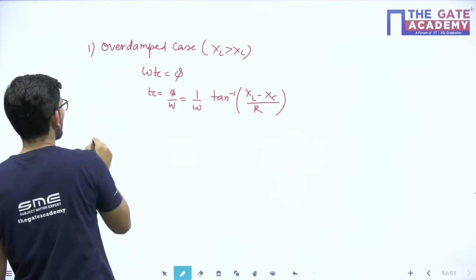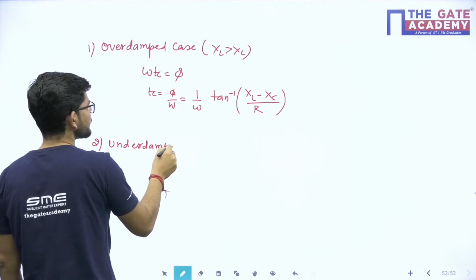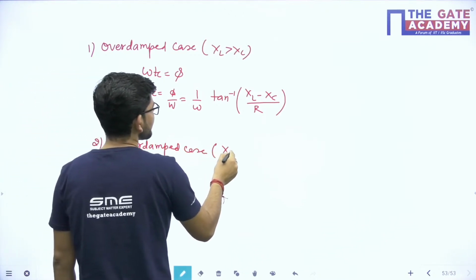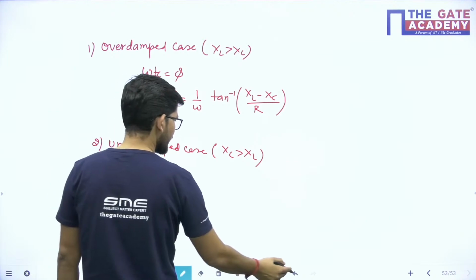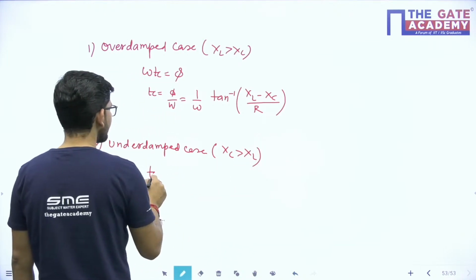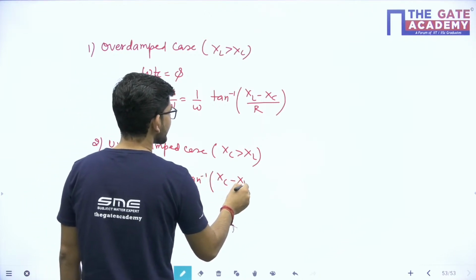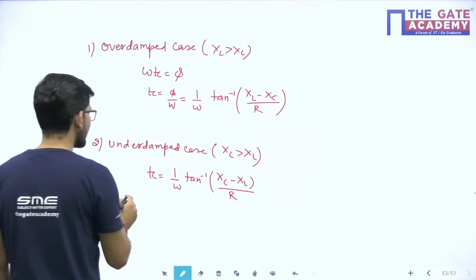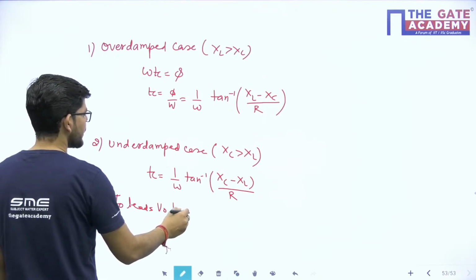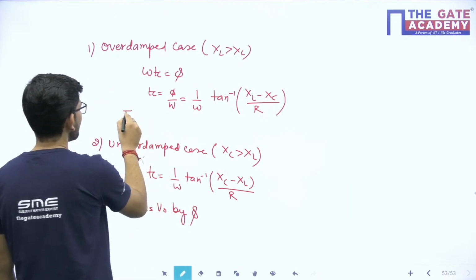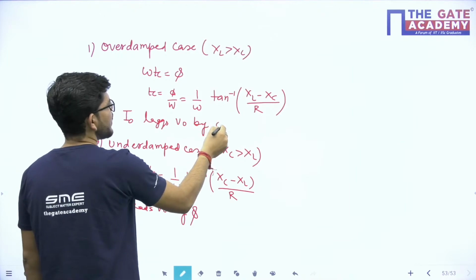In case I am having under damped case, so in under damped case I am having XC greater than XL, then this TC will become 1 upon omega tan inverse of XC minus XL upon R. So in that case what will happen? I0 leads V0 by angle phi, and here I am having I naught leads V naught by phi.